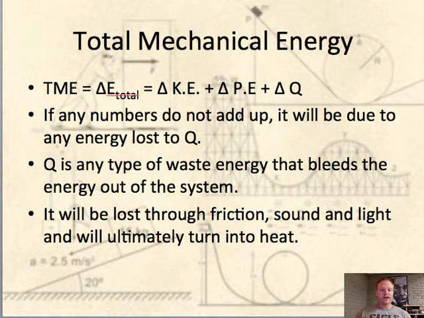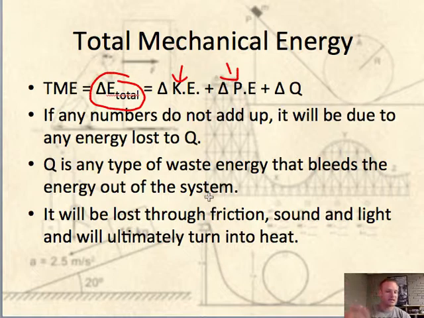The total mechanical energy of a system, which we have represented here as TME, an abbreviation for total mechanical energy, is basically the change in the total energy must equal the change in the kinetic energy plus the change in the potential energy. Okay, I'm going to do an example later on dealing with a roller coaster, because roller coasters are a great example of kinetic and potential energy changing as things go throughout. So keep that in mind.